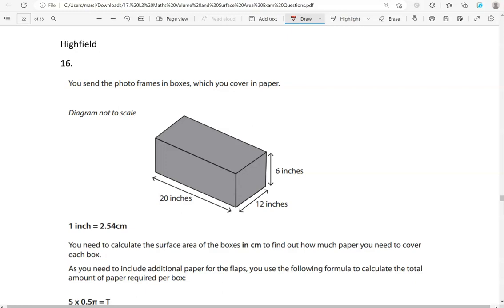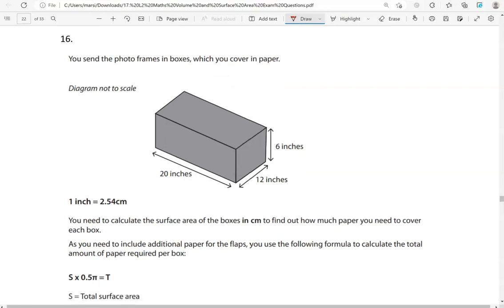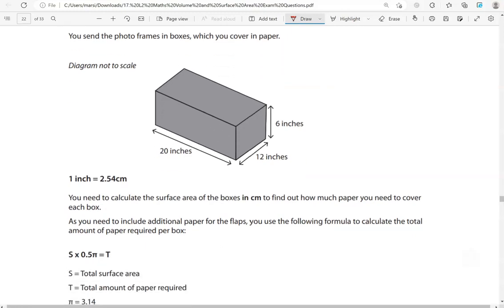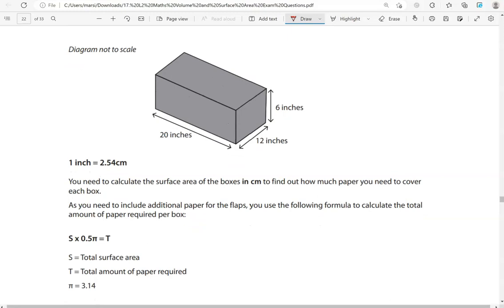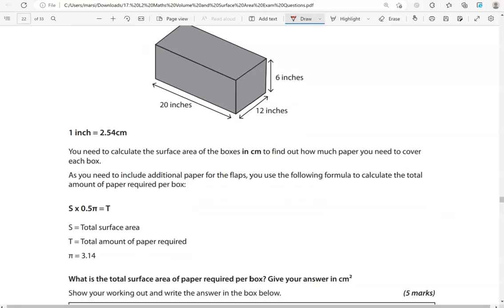to cover each box. As you need to include additional paper for the flaps, you use the following formula to calculate the total amount of paper required per box. S times 0.5 pi equals T. S is total surface area, T is total amount of paper required, pi is equal to 3.14. What is the total surface area of paper required per box? Give your answer in centimeters squared. Show your working out and write the answer in the box below.